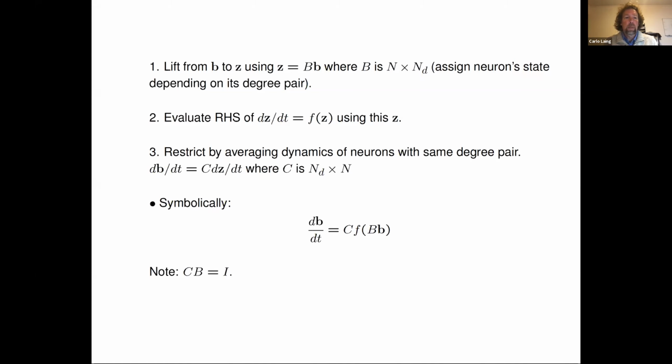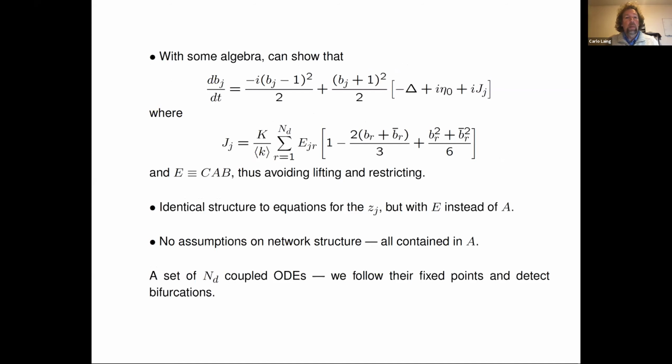So we're doing the same thing. We're saying all neurons with the same degree have the same evolution. So it's this kind of averaging again, where we multiply the right-hand side by another matrix C. Symbolically, we have this equation at the bottom. C times B is the identity, but they're not square matrices. You can do some algebra and show that the equation there can be rewritten in this form for the individual components of our vector B.